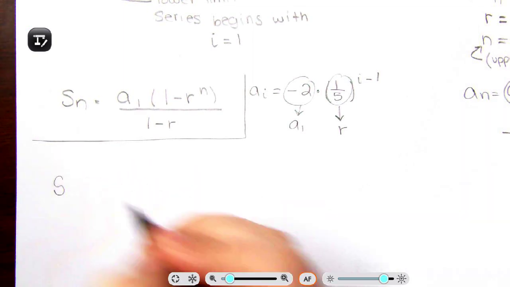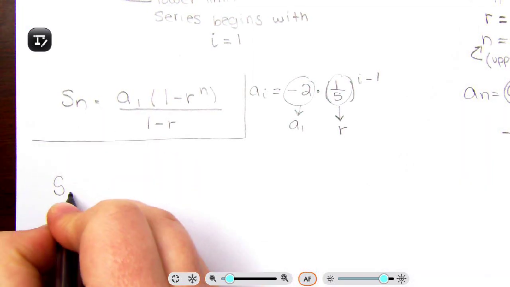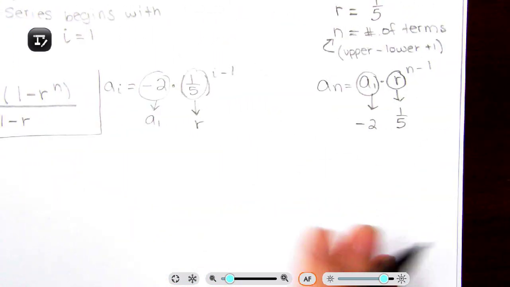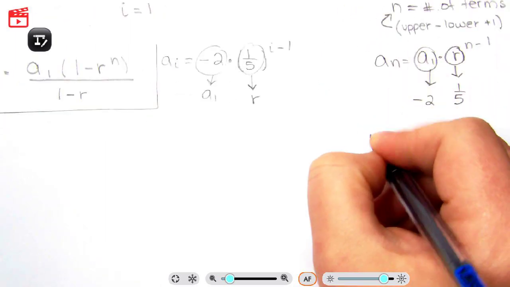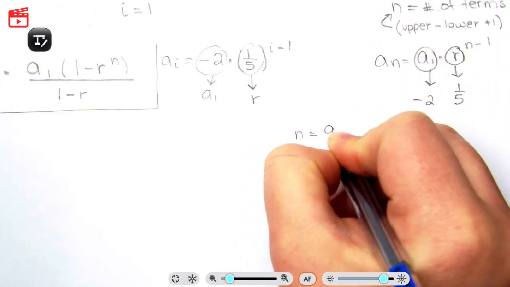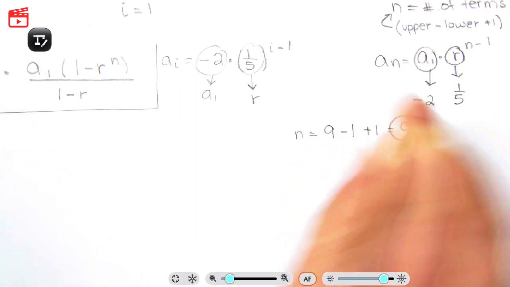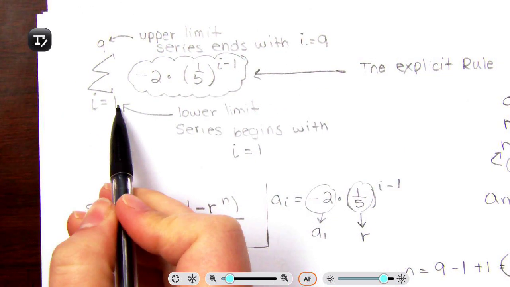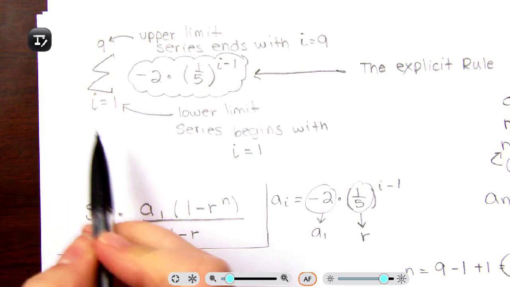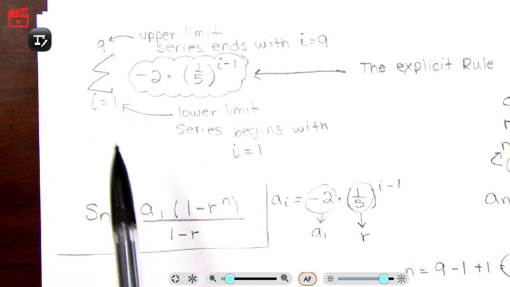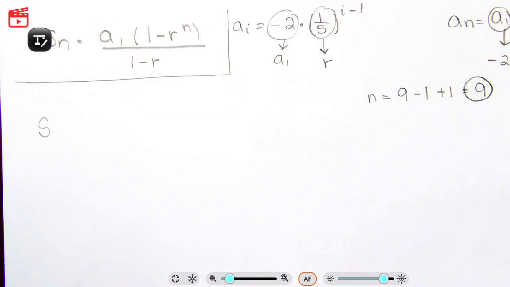So S sub 9. In order to find out n, we take the upper minus the lower plus 1. So n is 9. Now you need this rule when you're not starting with the first term. Let's say you're starting with the third term, then that comes in handy. But if you're starting with the first term, then n is always going to be the upper limit, but that's only if you're starting with 1 as your lower limit.